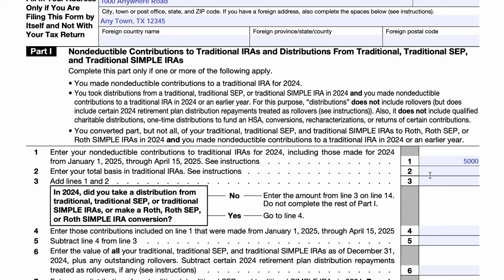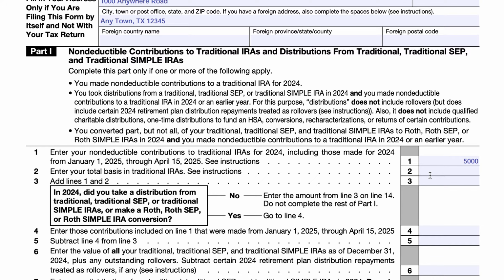In line 2, we're going to enter the existing basis. According to the form instructions, you'll generally use 0 if this is your first year that you're required to file IRS Form 8606. If it's not your first year, there is something known as the total basis chart in your form instructions that will help you determine what your basis is.